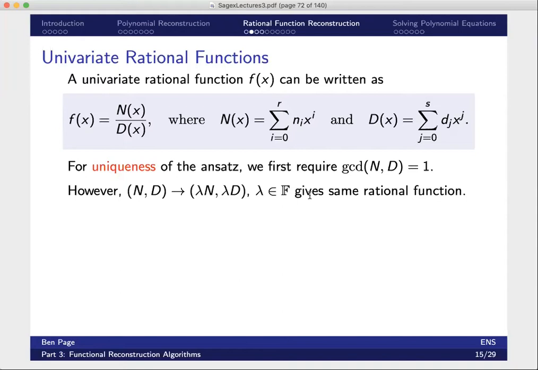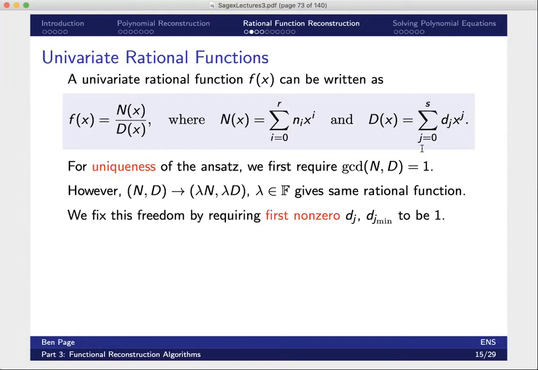To knock out this degree of freedom as well, in order to make us unique so that we have a single answer to our ansatz problem, we're going to make an arbitrary choice and fix one of these coefficients, specifically the coefficient of the lowest degree in the denominator. We're going to fix this to be one. In this way, we've made some canonical choice for lambda and removed this freedom.